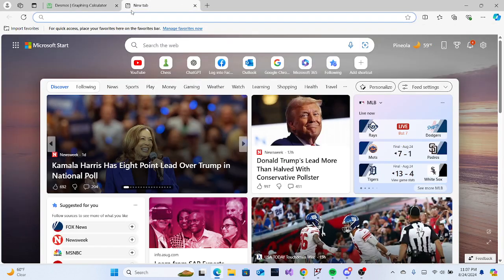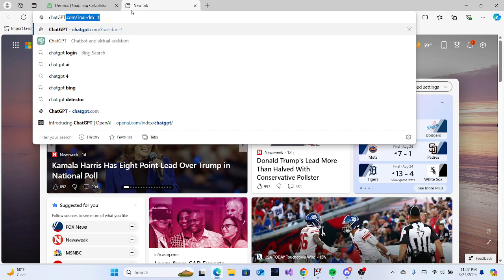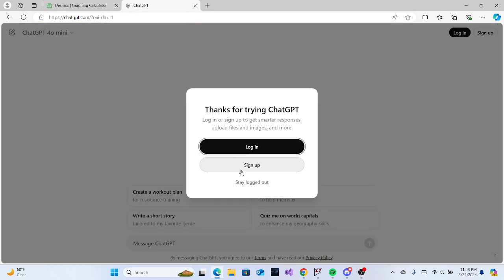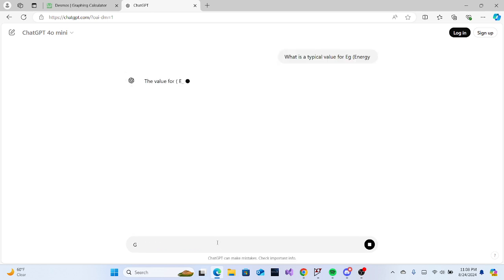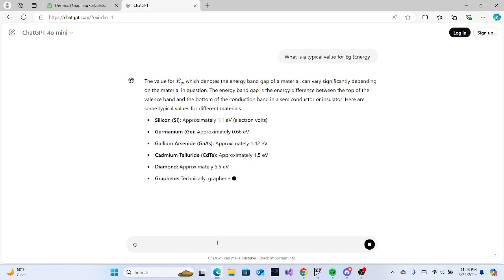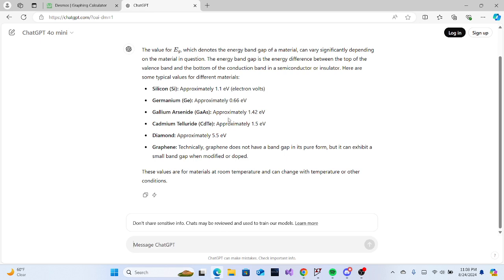Let's actually ask. What's a typical value? Energy gap. Oh my God, no. Didn't mean to do that. But yeah, see, it says 1.1 eV.